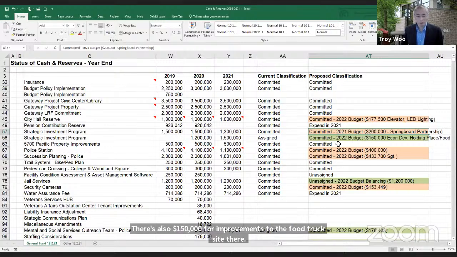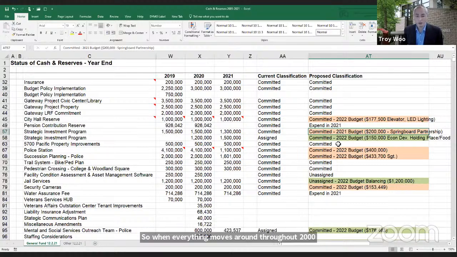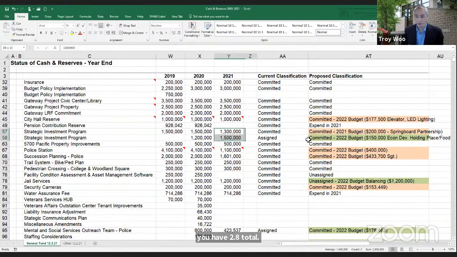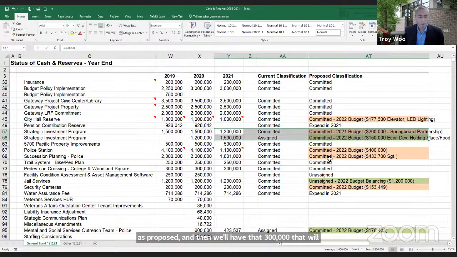So when everything moves around throughout 2021 and 2022, by the end of 2022 we expect to have the $2.5 million in total reserve, which has been the council's target. So you have 2.8 total, if the council takes action to commit the funds as proposed, and then we'll have that $300,000 that will be spent in 2022.